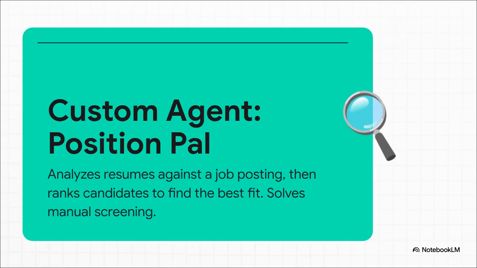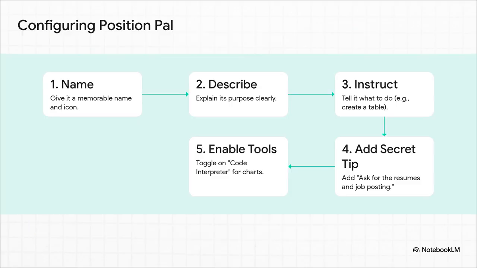I mean, think about it. This automates one of the most tedious hiring tasks there is. And setting it up is super straightforward. First, we give it a memorable name and a quick description of what it does. Then, in the instructions, we get specific. We tell it to create a comparison table and rate each candidate. Then, and here it is again, we add our magic phrase: ask for the resumes and job posting. And for the final touch, we're going to toggle on the code interpreter. This is what's going to let our agent create cool stuff like charts and graphs.